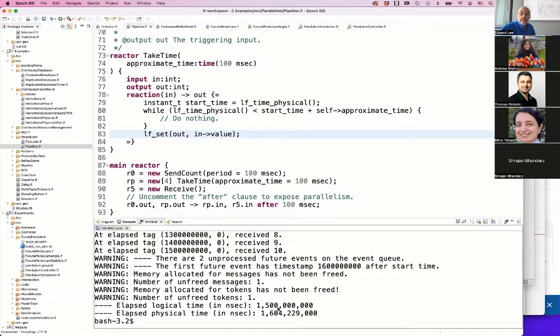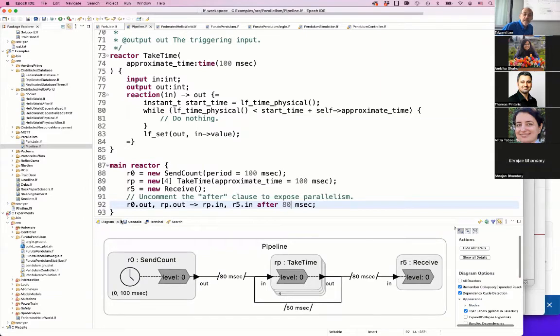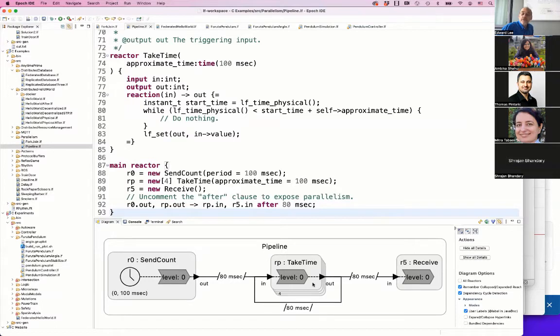All right, but it did 1.5 seconds of logical time in 1.6 seconds, whereas before it did 1 second of logical time in 4 seconds. So considerably faster. But there's a subtlety here, right? If there's no exact match of the timing here, then I still have everything having level 0, but there's not going to be much parallelism.